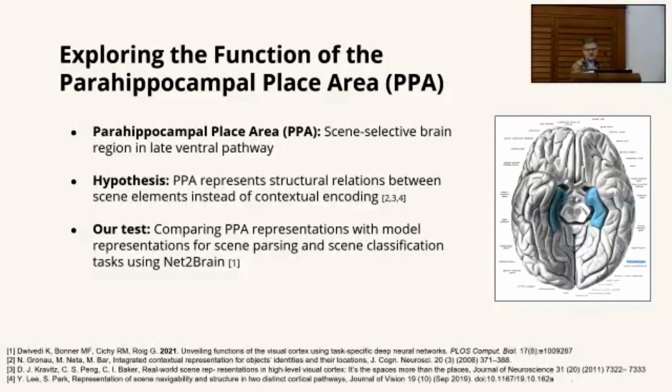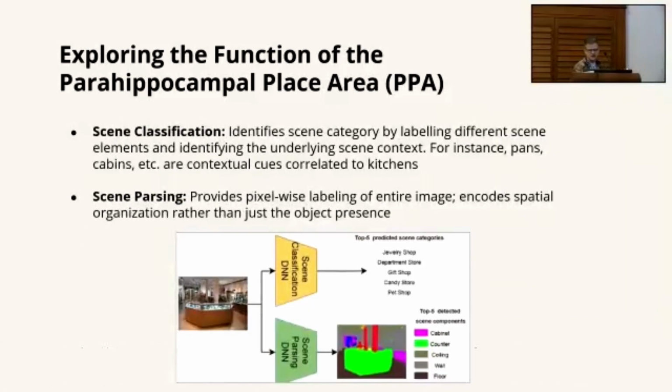How do we test if that's the case? We can compare the brain response of the PPA to responses of a model trained for scene classification and a model trained for scene parsing and see which has the higher correlation.